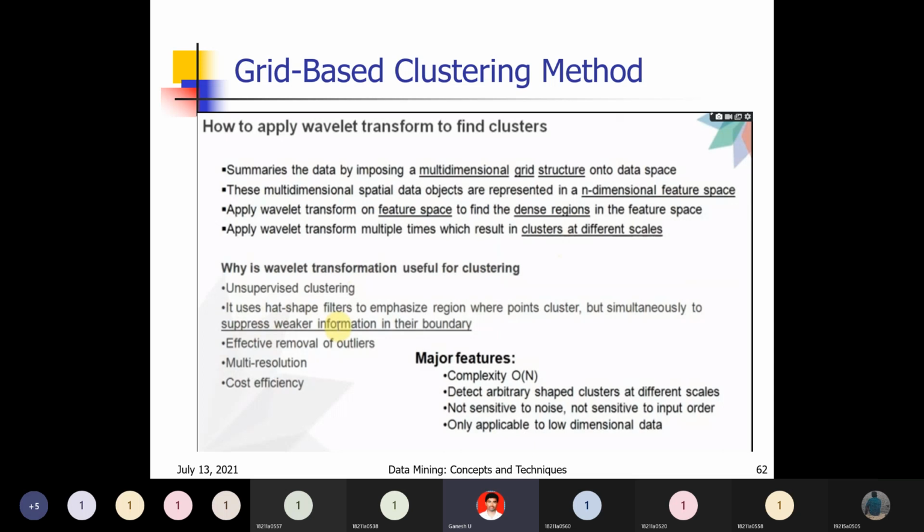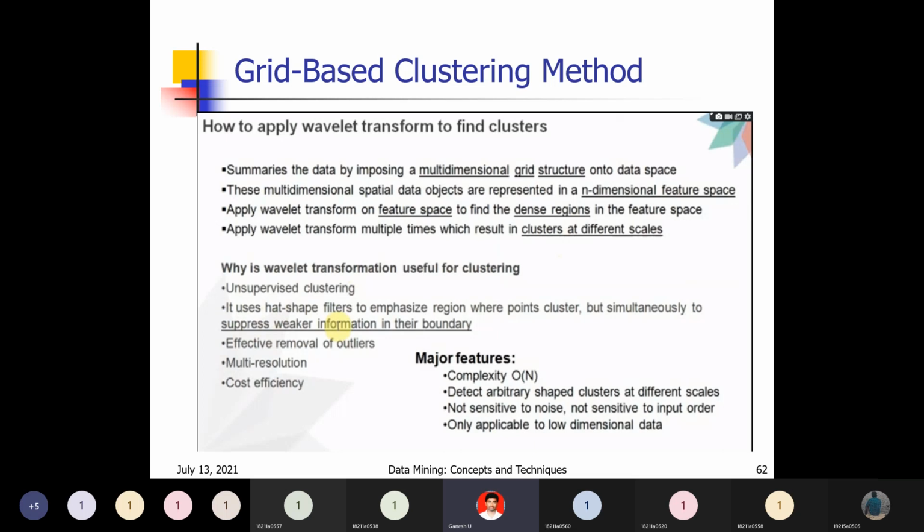Apply wavelet transform on the feature space to find dense regions in the feature space. You have to apply the wavelet transform. In wavelet transform you have the principle of how a signal is divided into frequency bands. Like that, here also using that principle, you apply the wavelet transform to the feature space and divide the data into dense regions.